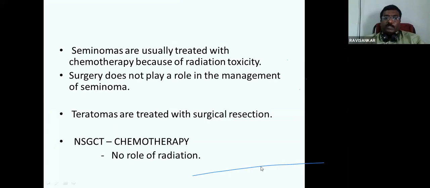For non-seminomatous germ cell tumors, as with testicular tumors, there is no role for radiation. Chemotherapy plays the main role. Usually we go for BEP regimens, 4 cycles.